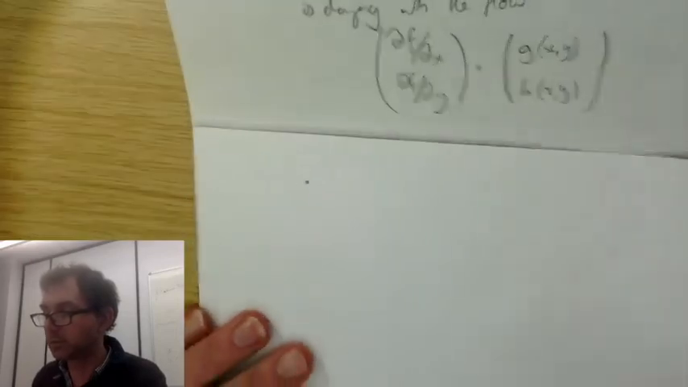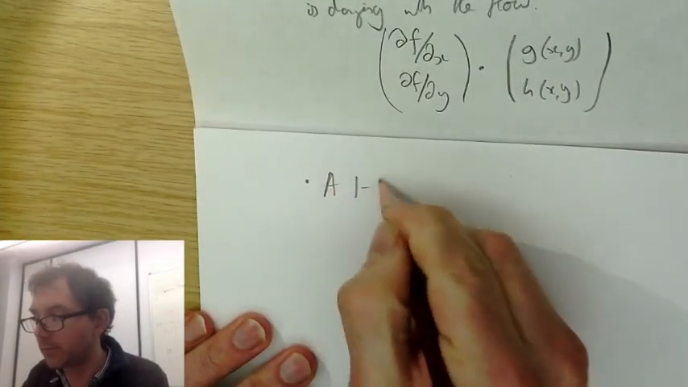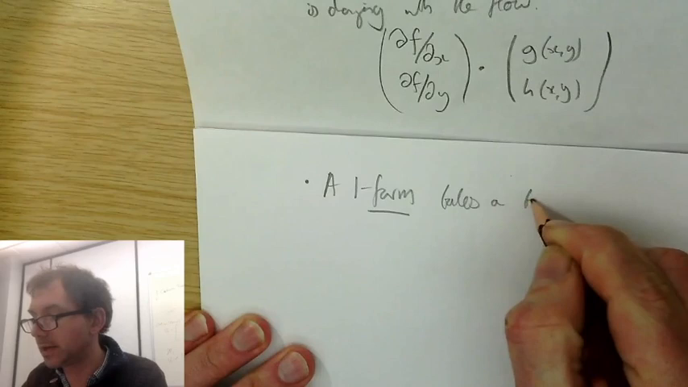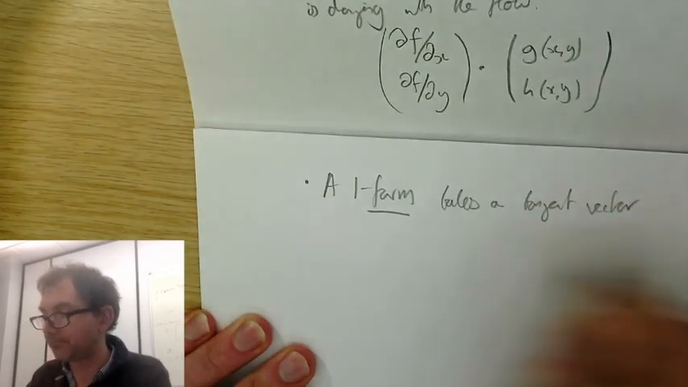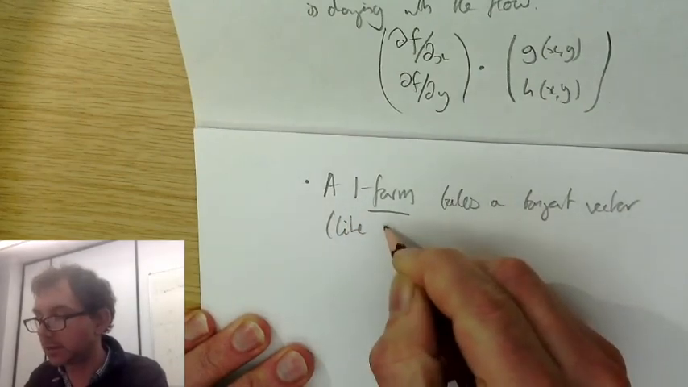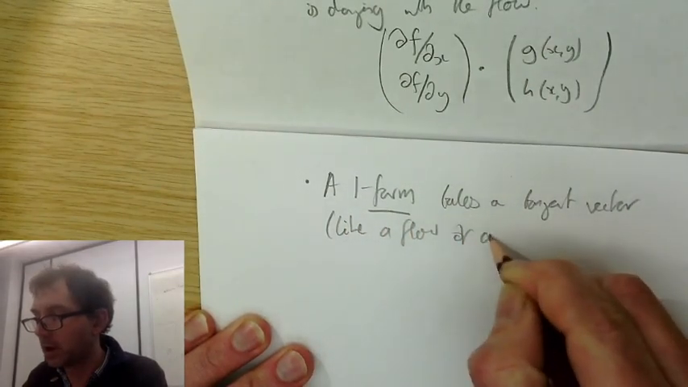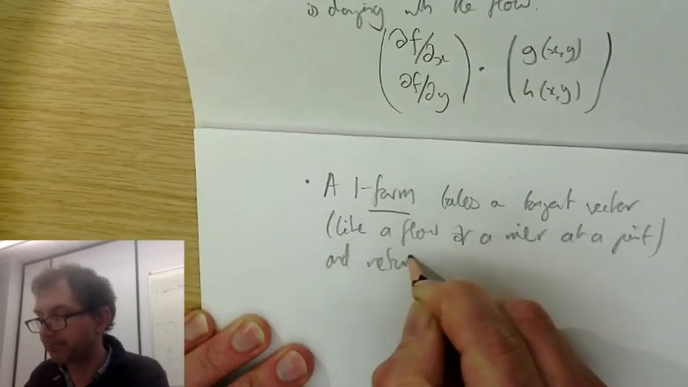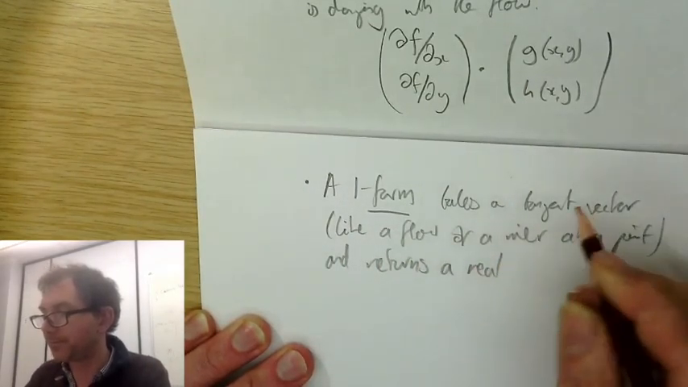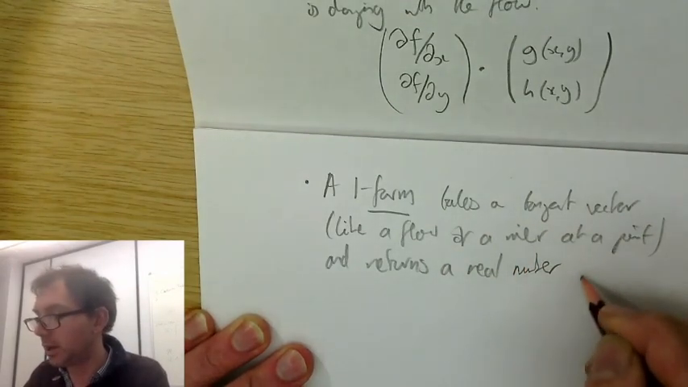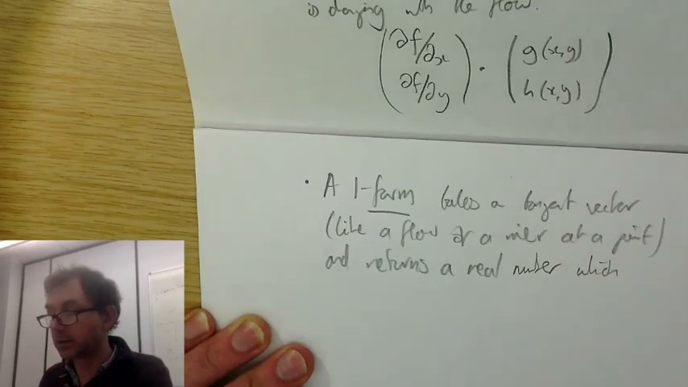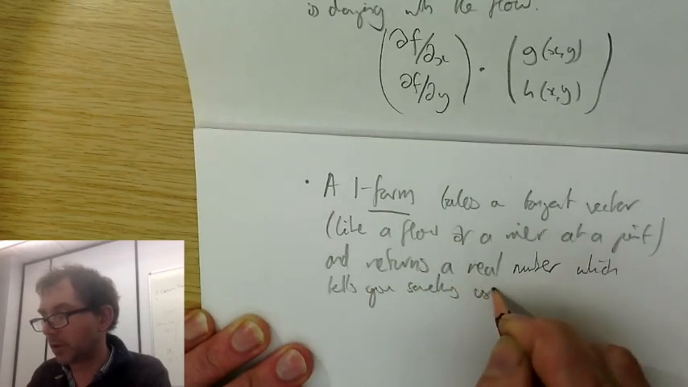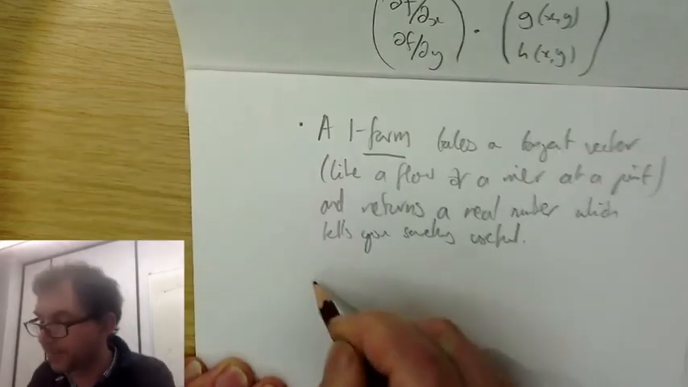So to say that: a one form takes a tangent vector, such as one given by flow, right? Flow of the river at a certain point, and returns a real number which tells you something useful. And really the best thing to do is to give an example.